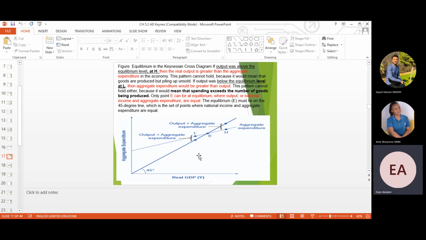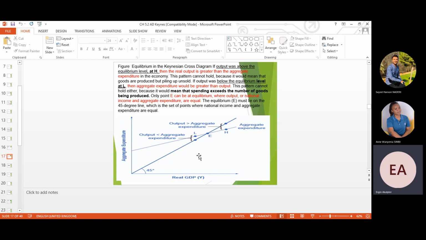And this pattern cannot hold because it would mean that the goods are produced but piling up unsold. This means we are having surplus. If output was below the equilibrium level, as you see before the equilibrium or less than equilibrium, then aggregate expenditure would be greater than output.